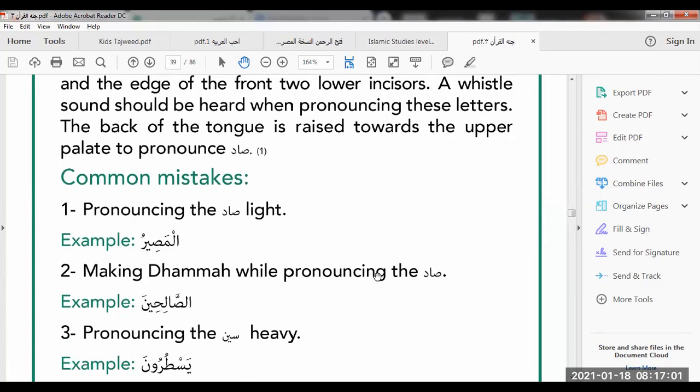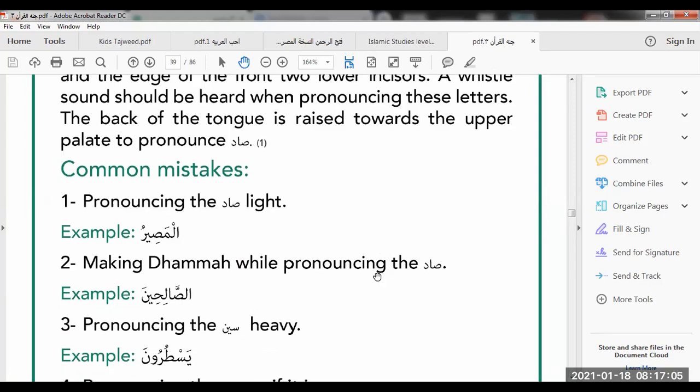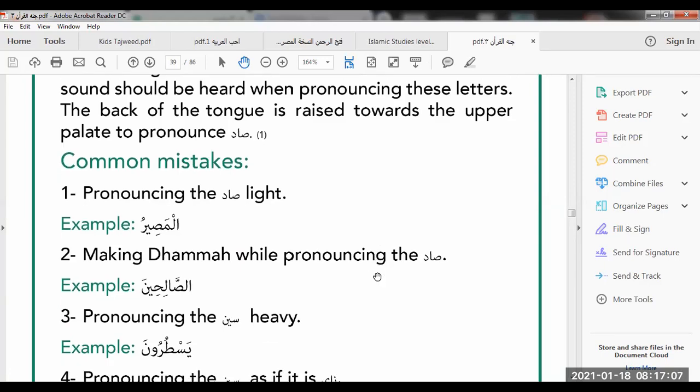First, let's know the common mistakes. Common mistakes pronouncing the صاد light. صاد has two strong qualities, استعلاء and إطباق. Okay, please wait one minute, please.